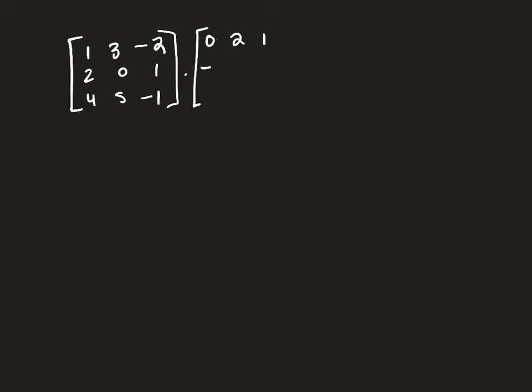Actually, I'm going to make that a little bit smaller. So 1, 3, negative 2, 2, 0, 1, 4, 5, negative 1. Okay, so I'm going across the first row and then down the first column of the second one. So 1 times 0 is 0. 3 times negative 1 is negative 3. And then negative 2 times 2 is negative 4.